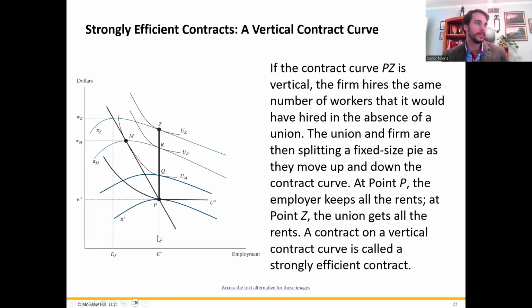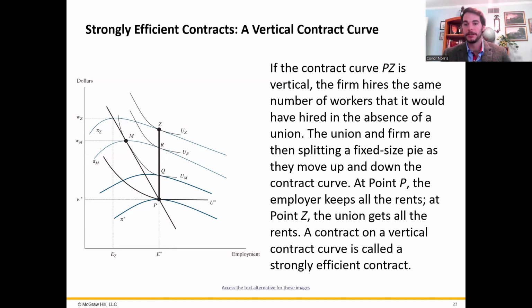Here, the employment level is set at E star. The only question is what the wage is going to be. At any wage that the firm and union agree to, we'll end up with the same number of workers. But again, there are many different wages that these employees could be hired for.